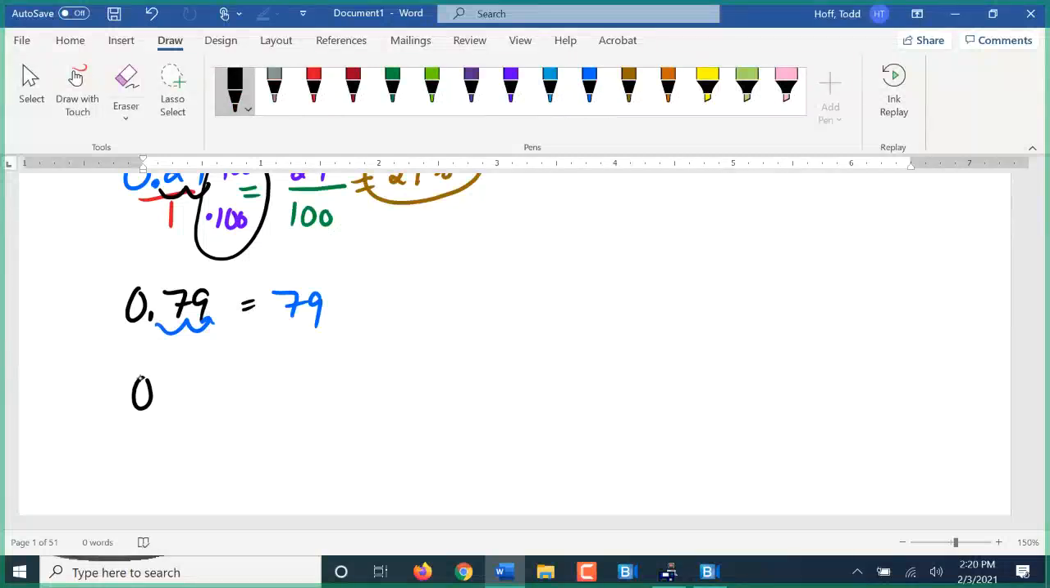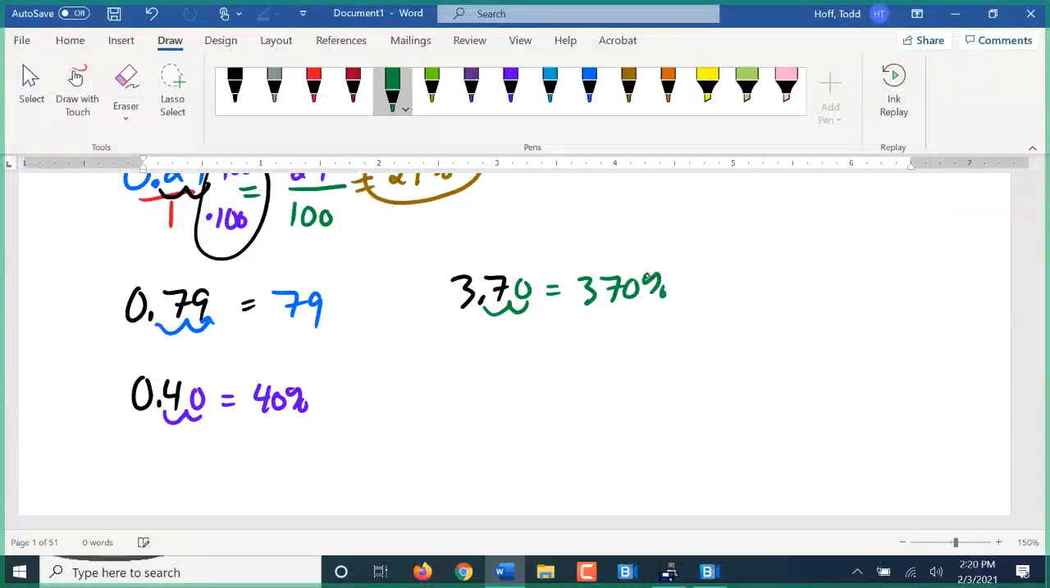If I have a rate of 0.4, what's that become as a percent? 40%. Good, we go 1 spot, we have to have a 0 to go a second spot, that is 40%. If I have a rate of 3.7, what's that become as a percent? 370. We still have to go 2 spots. We go 1, have to add a 0 to go a second spot, 370%. Or 0.082, what's that become as a percent? 8.2%. Perfect. We go 2 spots, that is 8.2%.